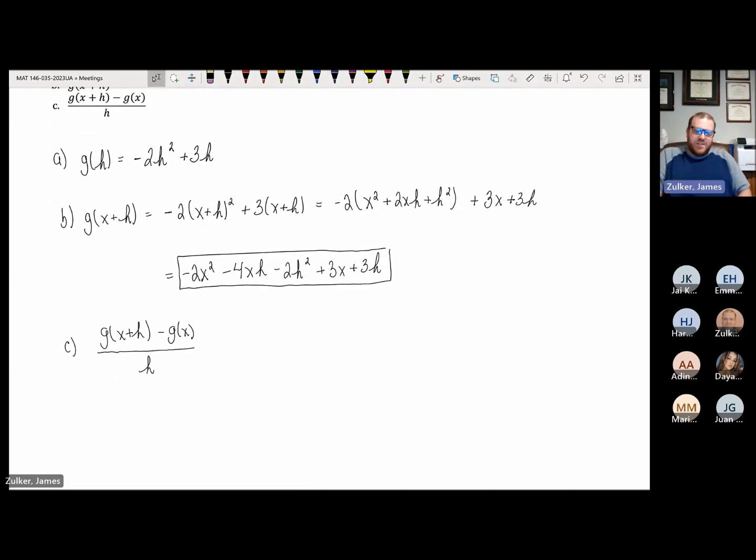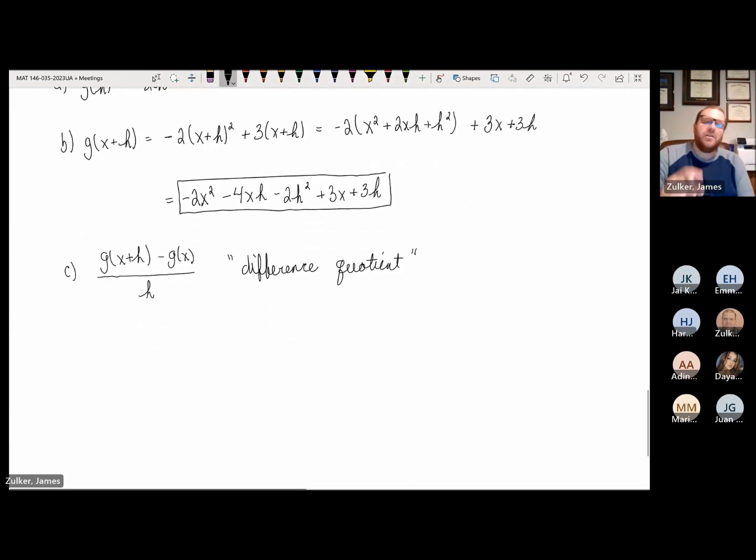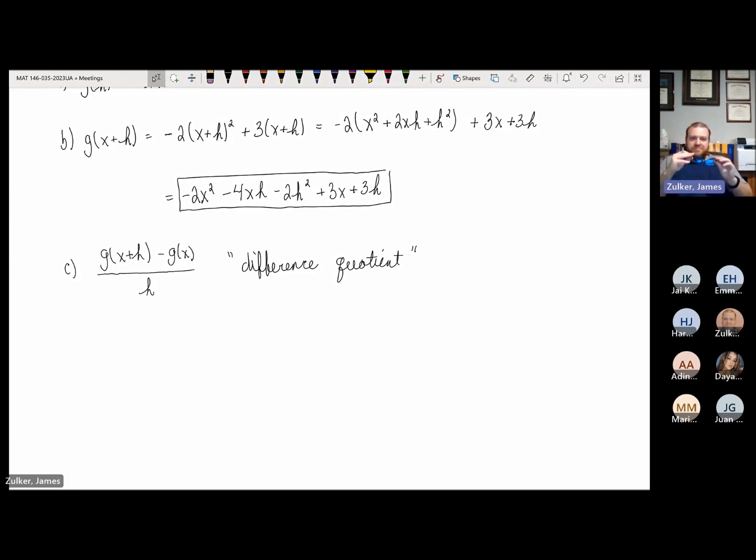G of x plus h minus g of x all over h. This is called the difference quotient of g. So this value is very, very important in the study of calculus. Typically I tackle difference quotient problems step by step, just so the algebra doesn't seem daunting.